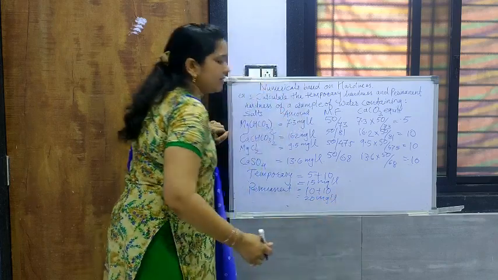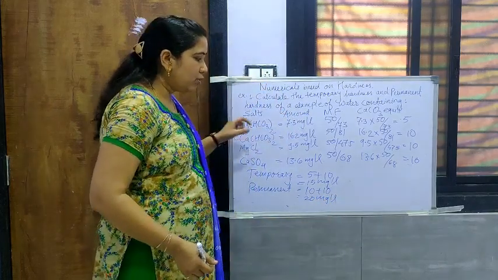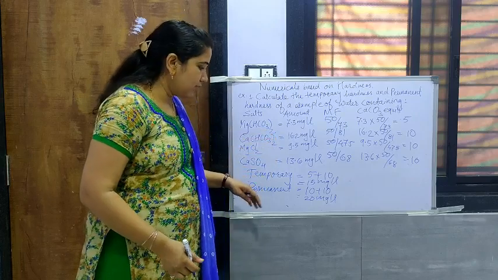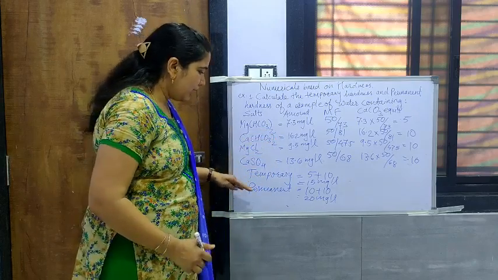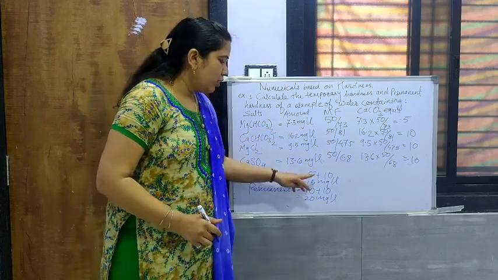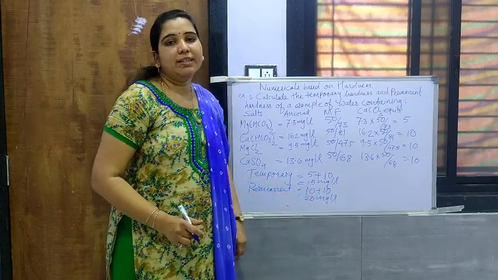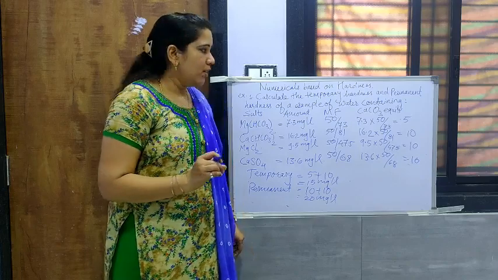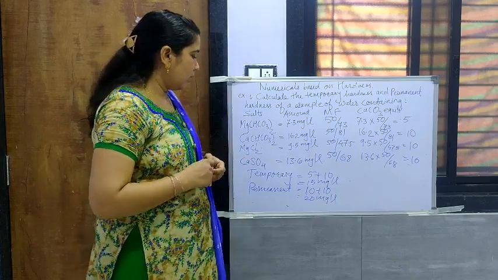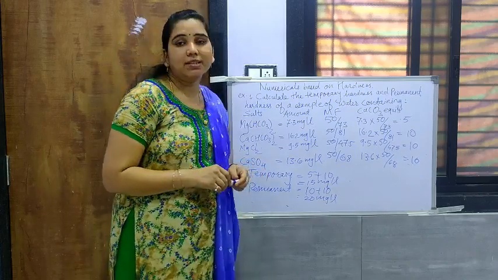Here the total hardness is not asked, but if total hardness is asked, then what will be the result? Total hardness is equal to temporary hardness plus permanent hardness, that is 15 plus 20, that is 35 milligrams per liter. So in this way the calculation of temporary and permanent hardness is carried out.